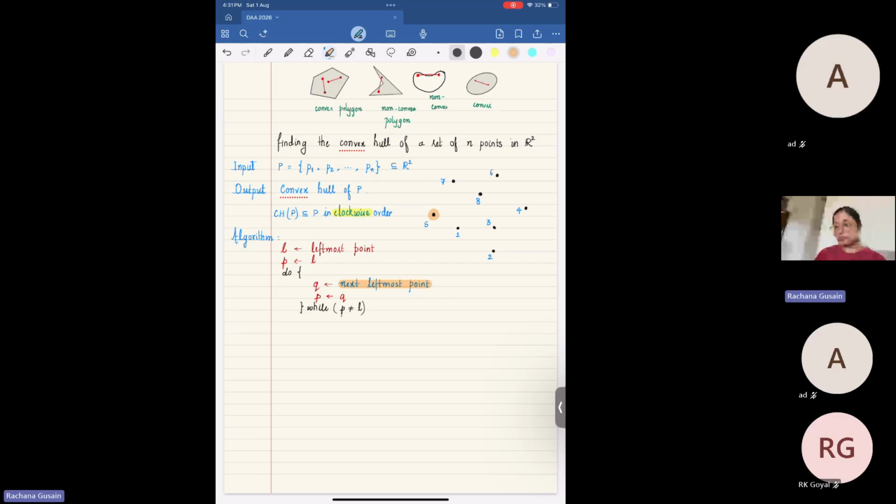So is the overall algorithm clear? Yes, ma'am. And if I tell you that this piece, finding the next leftmost point, takes order n time, then what is the running time of this overall algorithm? It's like I have an array and I want to find the smallest point; here I want to find the leftmost point. So let's say I can do it in order n time. I'll tell you how to do it. Let's say we can do this in order n time. Then what is the overall running time of the algorithm?